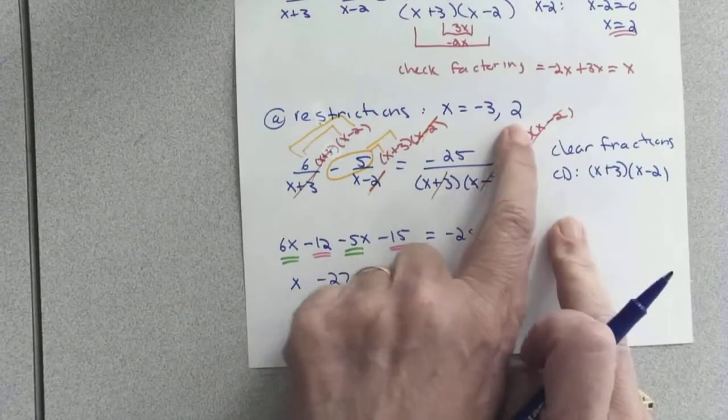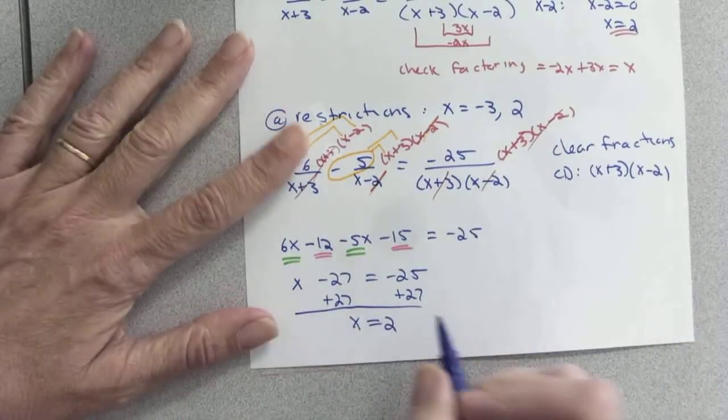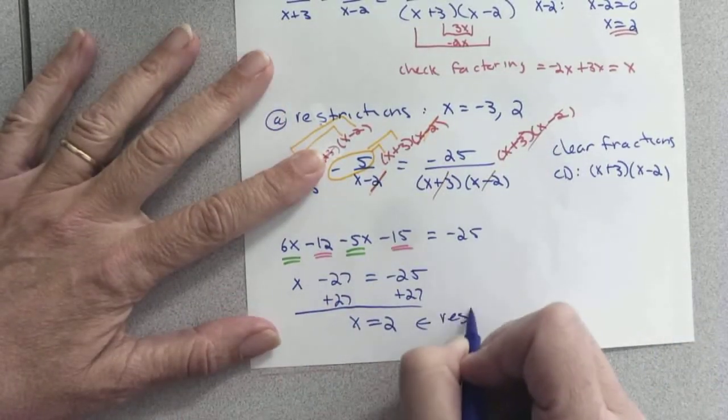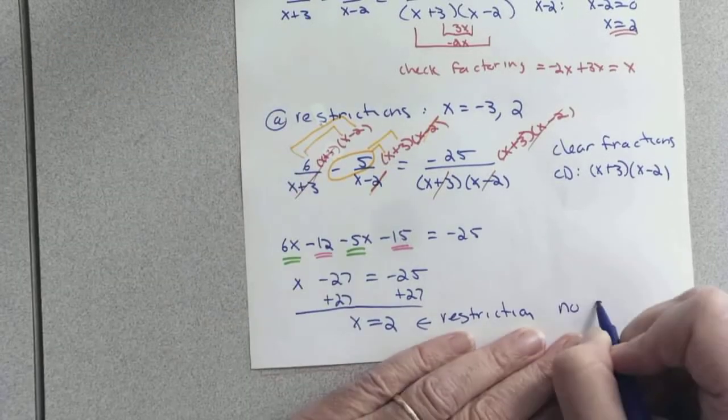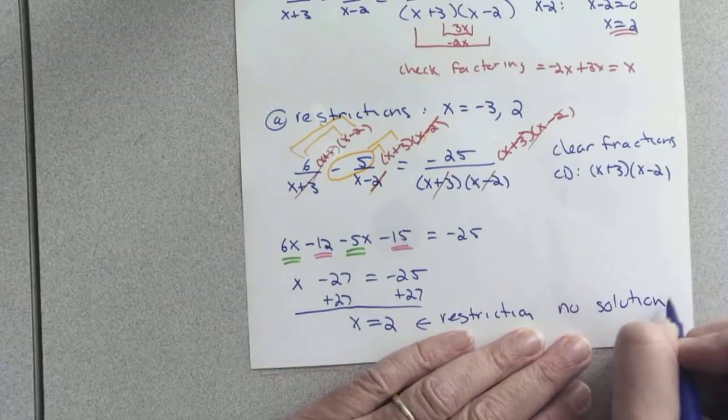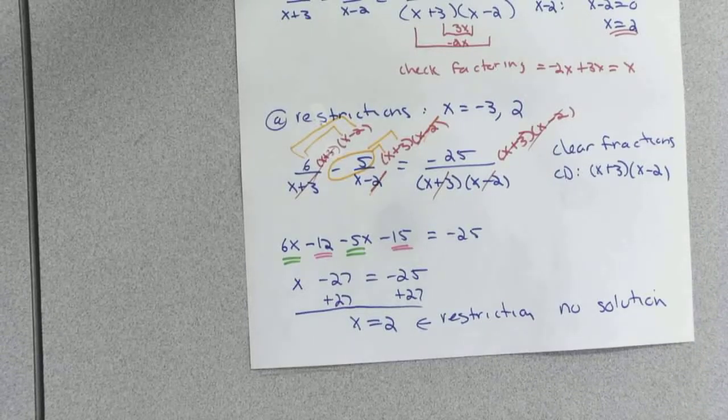But it's still right up there. x equals 2 is a restriction. And so we say no solution, and however you want to indicate that to me.